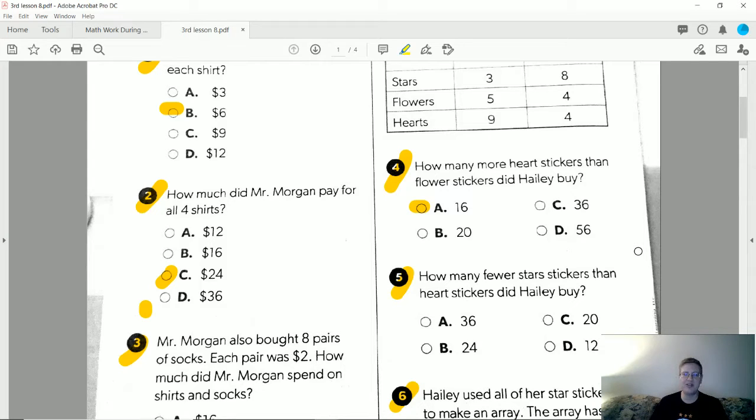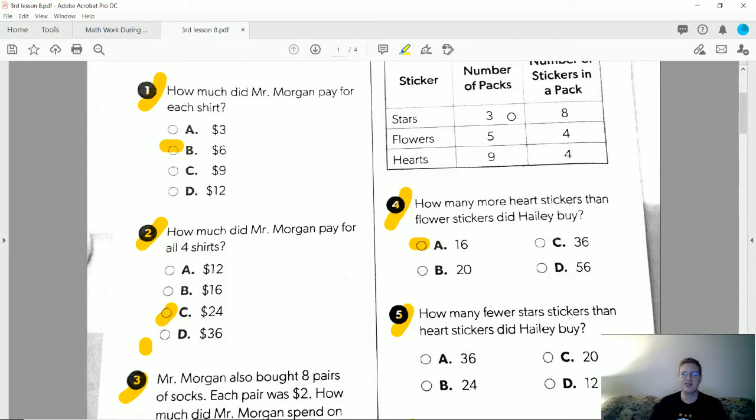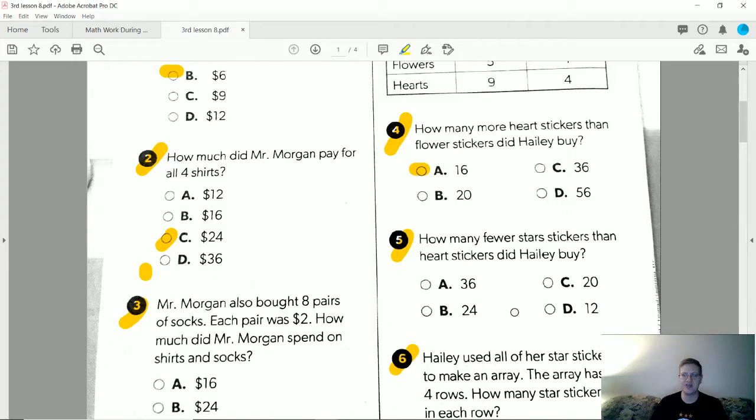And then I am taking this number for the hearts, subtracting the number of flowers, and that should be 16. Number 5, we're doing the same thing, but we're comparing heart stickers to star stickers. So star stickers would be 24. 36 minus 24 would give us 12.